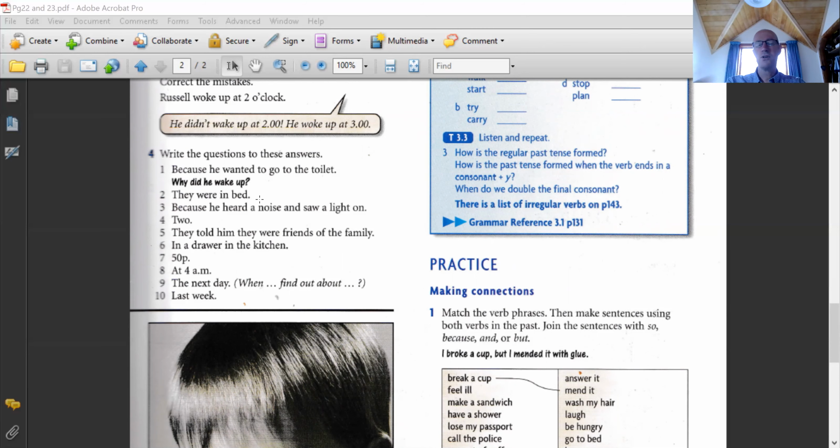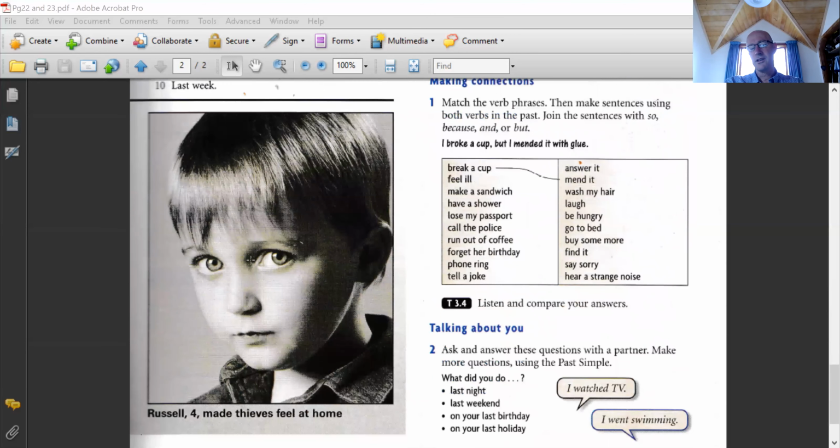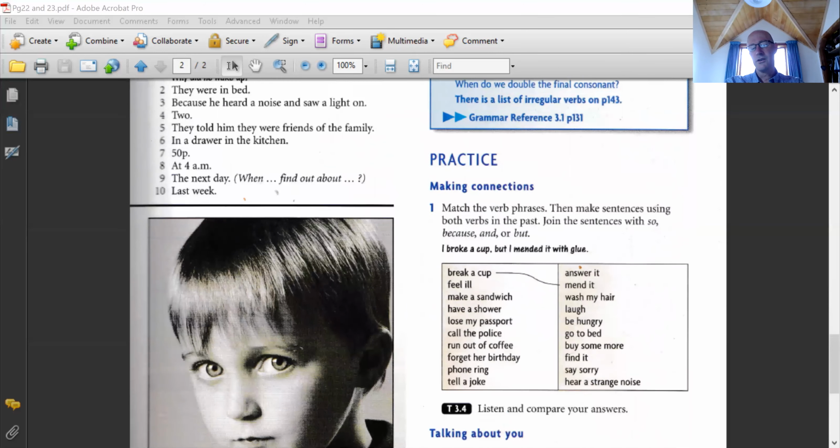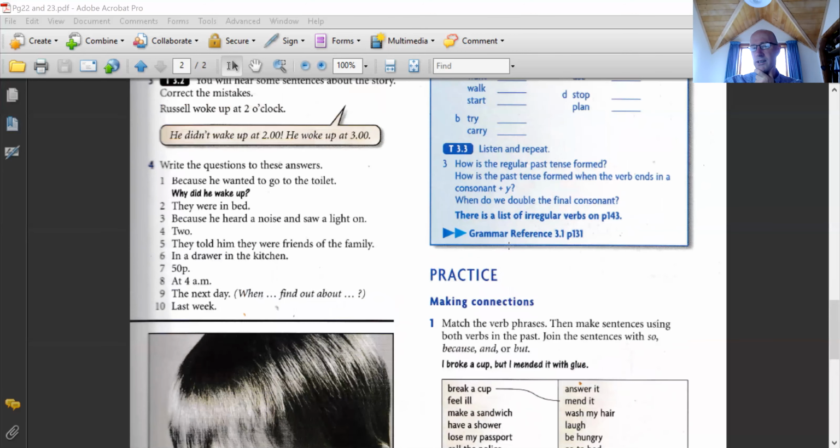Okay, so need to think of a question. That's the answer. The answer is because he heard a noise and saw a light on. So we're talking about little Russell here, aren't we? So what did Russell do when he heard a noise and saw a light on? Have a look in the story and make a question. So make questions for all of these through to 10, and we'll have a look at that next week.